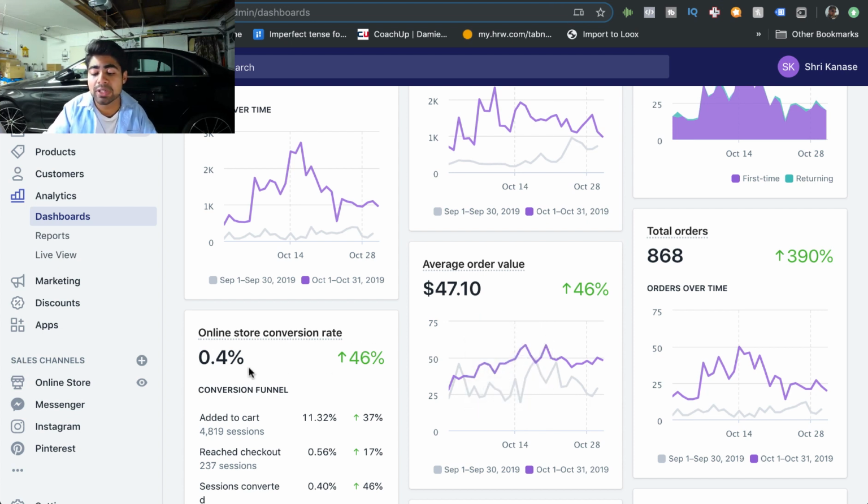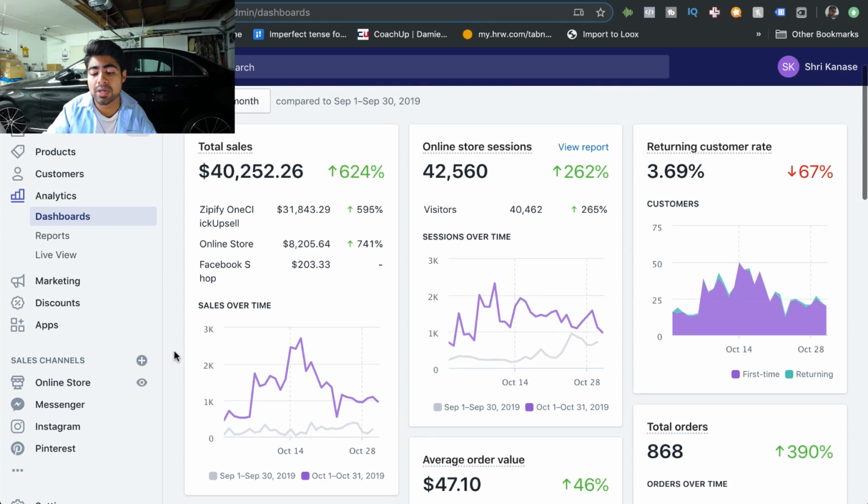Now, by the way, if you're looking at the online store conversion rate and thinking, what the heck, this is so low, how can I be profitable with a conversion rate like this? The first thing you want to notice is that I was using Zipify's one-click upsell. When you use Zipify's one-click upsell, it redirects you to a brand new checkout process, so this checkout is not the one that Shopify runs.